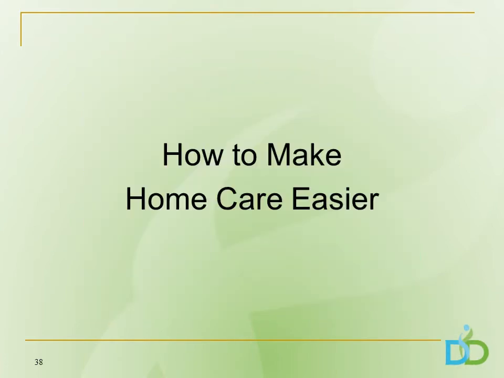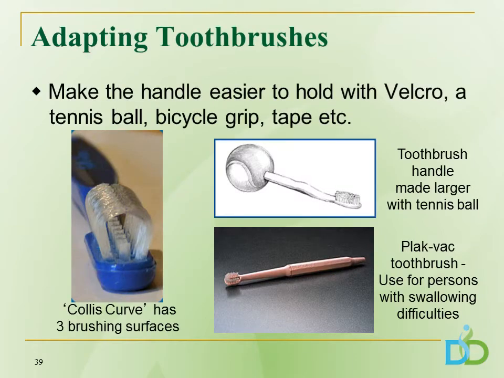Let's talk about how to make home care easier for you and the person you're caring for. We could do some adapting of toothbrushes. Many people with developmental disabilities have difficulty coordinating their hand movements. Sometimes they're not able to grasp the handle of the toothbrush. If the person requires a large item to grasp, make a hole in a tennis ball and stick the handle of the toothbrush into the hole. The ball can then be held, and this might help the person with their brushing. Tennis grip or tape may also be wrapped around the toothbrush handle to make the handle thicker.